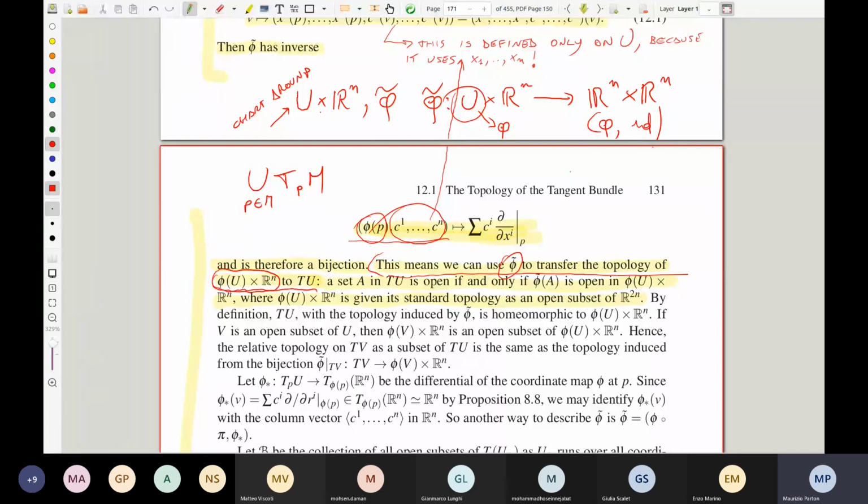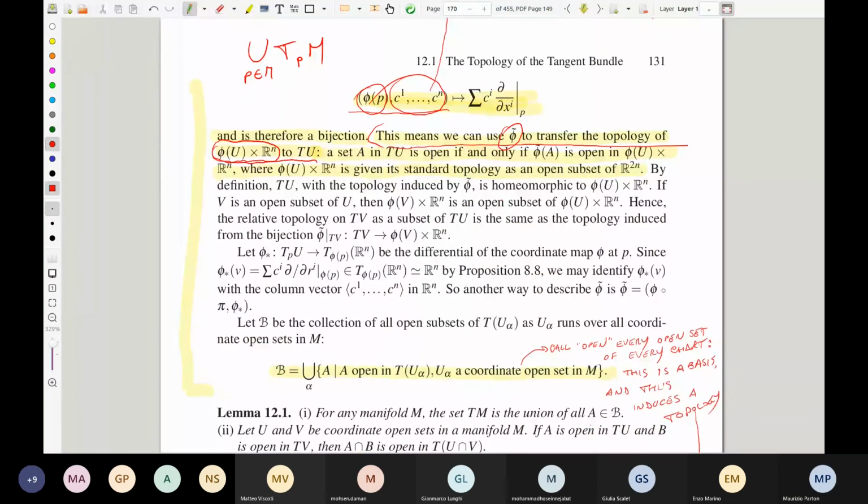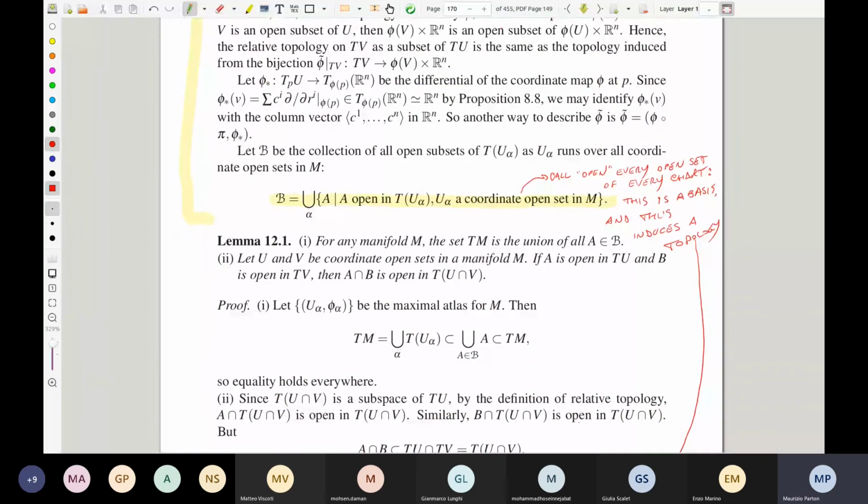So these are the charts around a point. And it would be a nice exercise to show that these charts, when they overlap, they are smooth. And you know why? Because when they overlap, on the overlapping, here will appear the transition function of the original manifold, which is by definition smooth. Okay.